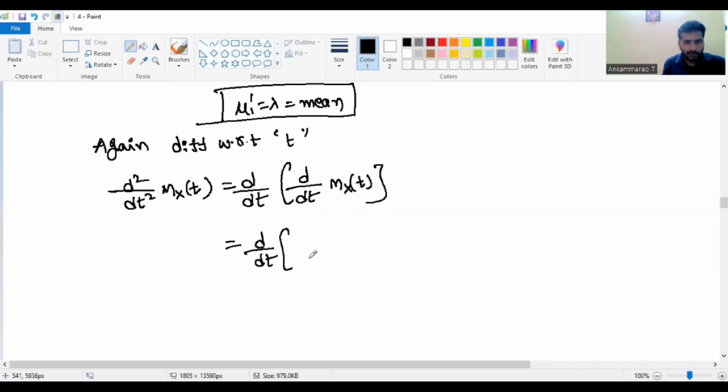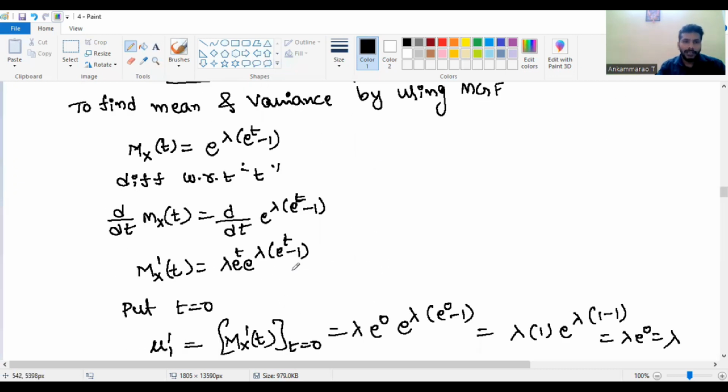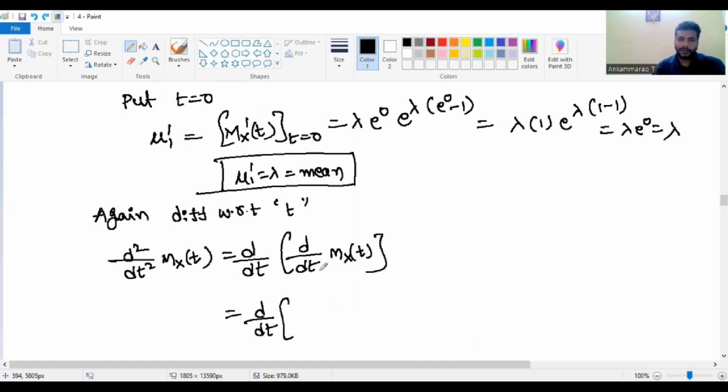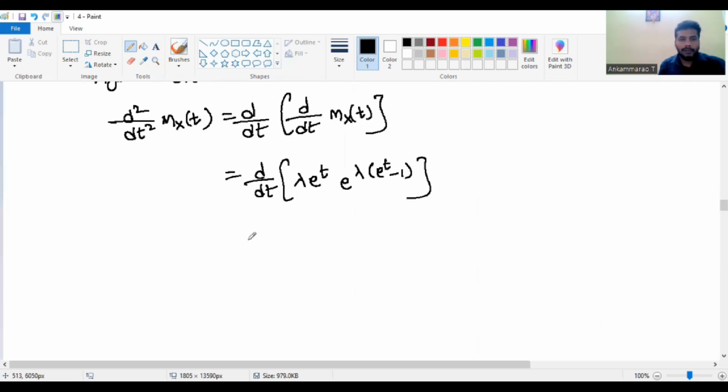Once we differentiate, the term we get for d by dt of mx of t is this term. Before substituting t equal to 0, the term is called mx dash of t. What we got is lambda into e power t, e power lambda into e power t minus 1. So the lambda is shifted outside: lambda into d by dt of e power t into e power lambda into e power t minus 1.